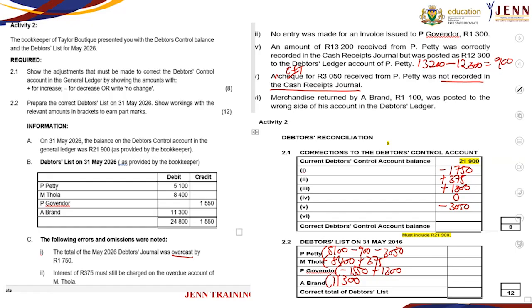Because the transaction says the amount was posted to the wrong side of his account in the debtors ledger. So we have to put the money on the debtors list only. Correct. Remember, guys, I explained earlier that once it says debtors ledger, on the debtors ledger we normally have a specific debtor. So a debtors ledger is more or less the same as the debtors list, because for us to prepare the debtors list, we must go to the debtors ledger and take all the balances there and prepare our debtors list. So therefore, under debtors control, it will be 0. There won't be any effect because the error has only been done on the individual account.